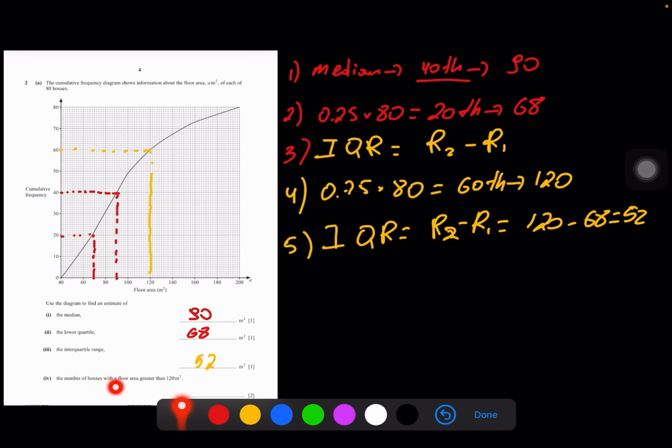The number of houses with a floor area greater than 120 square meters. This part. I can sketch a line like this. We have to find the number of houses with a floor area greater than 120, which is greater than this 60. There are 80 minus 60, so there are 20 houses which have a floor area greater than 120 square meters.